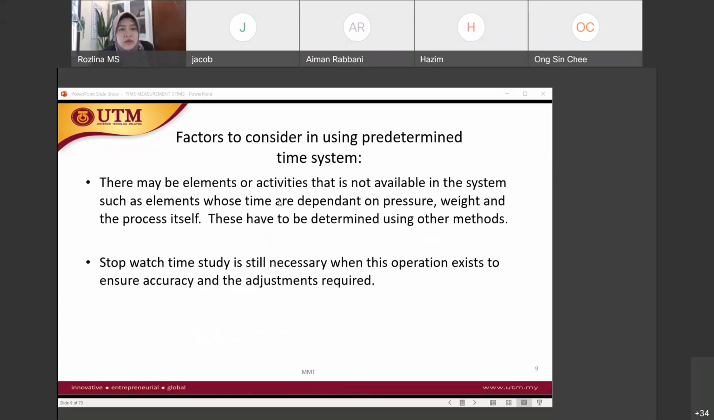There may be elements or activities that are not available in the system, such as elements whose times are dependent on pressure, weight, and the process itself. That means this applies if it involves a machine, because the machine has a formula to determine the duration to finish one product. This has to be determined using other methods. So for the machine we cannot use the predetermined time system, because it is only for manual methods. Stopwatch time study is still necessary when such an operation exists, to ensure accuracy and the adjustment required.